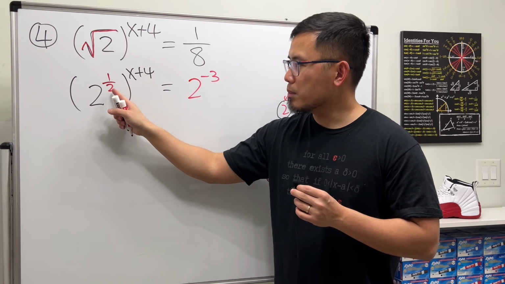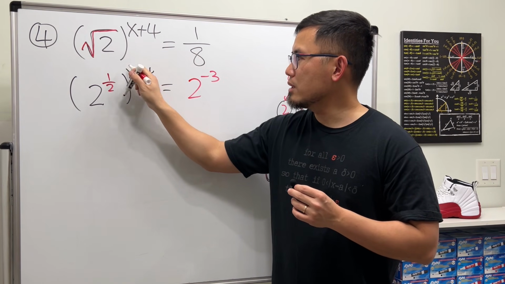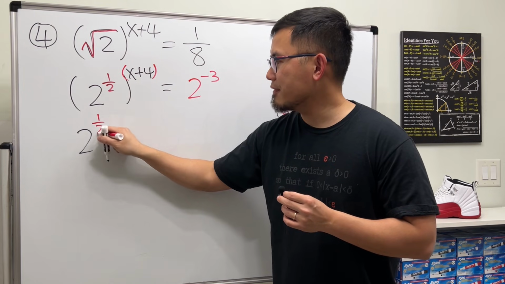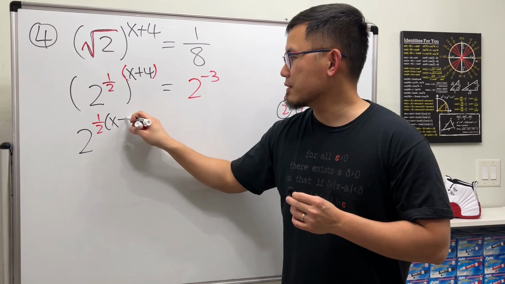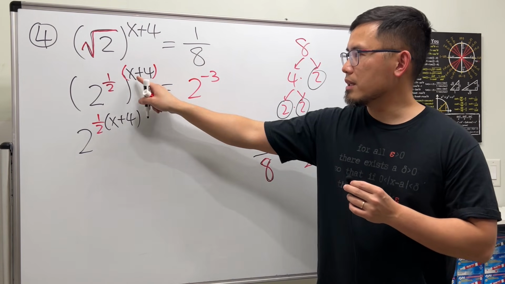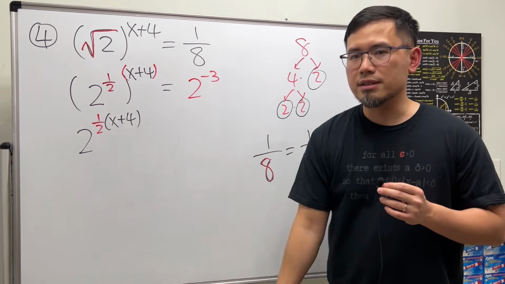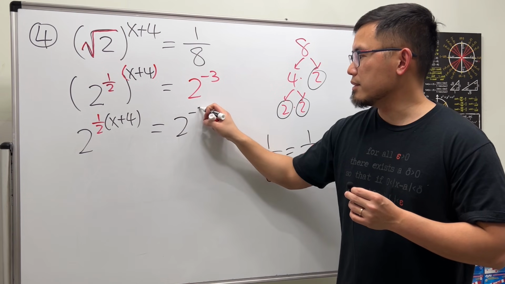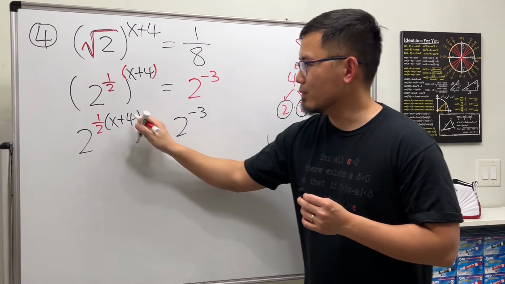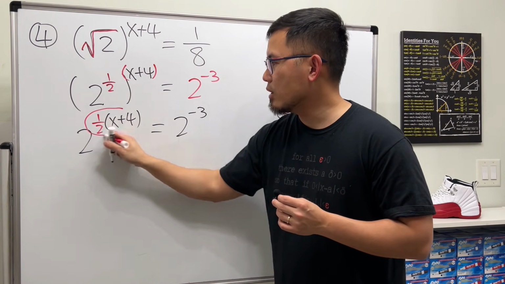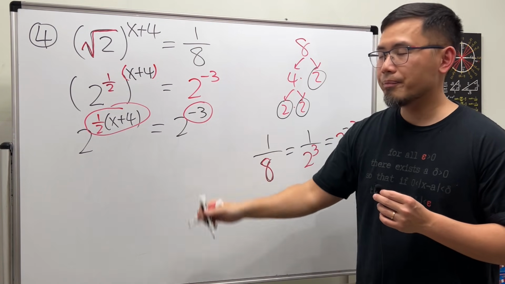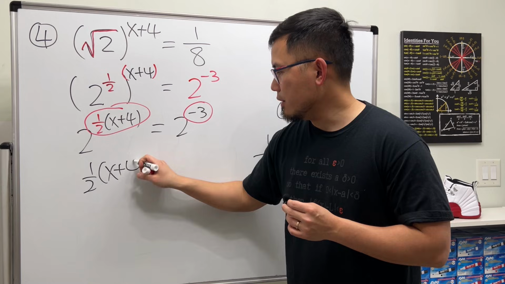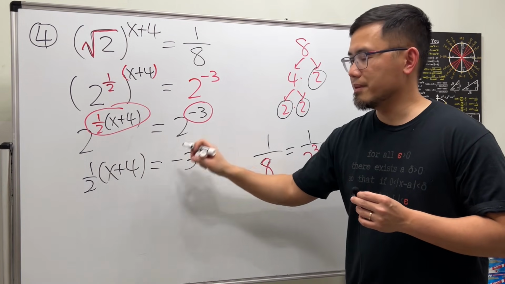Now, again, we will multiply this power with this power. So we are looking at 2 raised to the 1/2 times x plus 4. Because it has two terms, make sure we put parentheses around them. And then this is equal to 2 to the -3. Then, because they have the same base now, we can put this power equal to that. So we get 1/2 of x plus 4 equals -3.